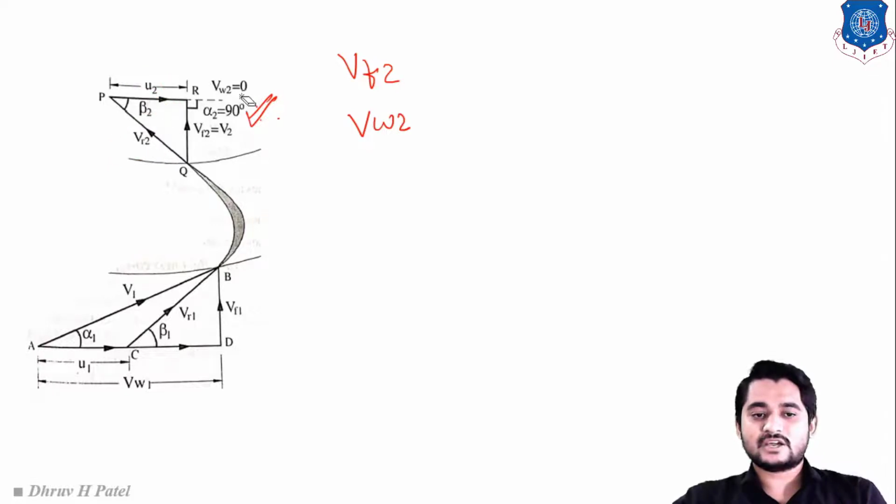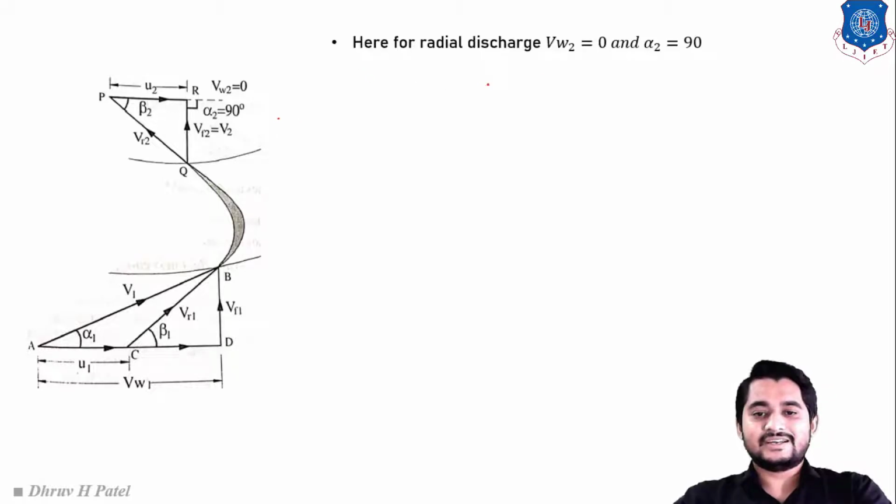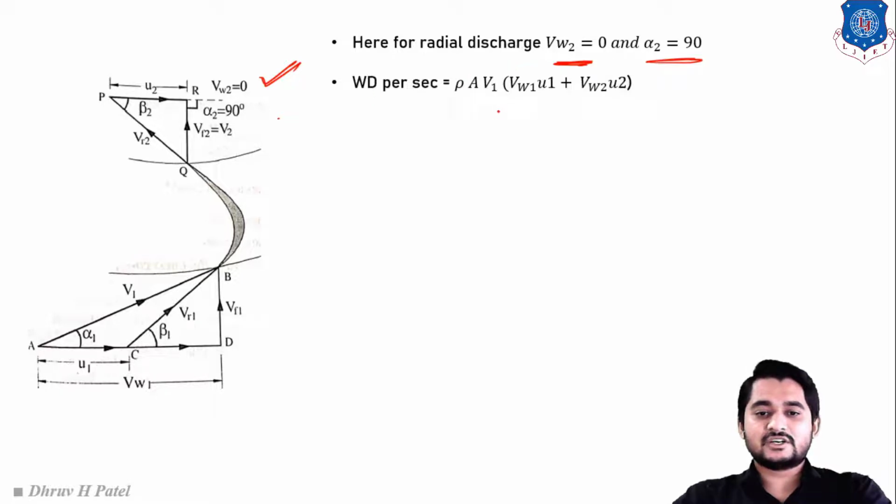So in the Francis turbine, you have to remember that flow is axial at the outward side, so we have to take alpha 2 equal to 90 degrees because flow is axial, right? Here for the radial discharge, we have to remember Vw2 is equal to 0 from this sketch and alpha 2 is equal to 90 degrees. Clear?